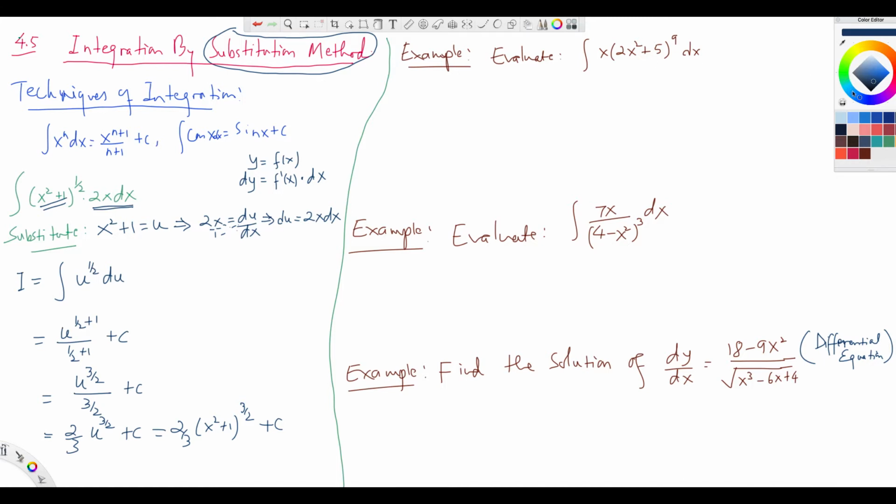So how do I do this problem? Look at this. This is x times (2x squared plus 5) to the 9. You see that? This is again the substitution, because the general rules don't work. It is hard to expand that to the 9, because it is 2x squared plus 5 times 2x squared plus 5, nine times. You don't want to do it that way because it is too complicated, too long, right?